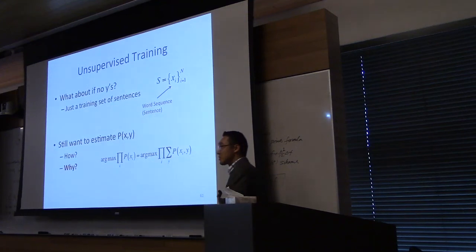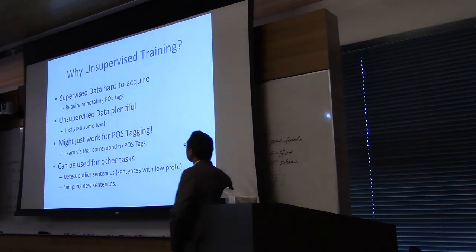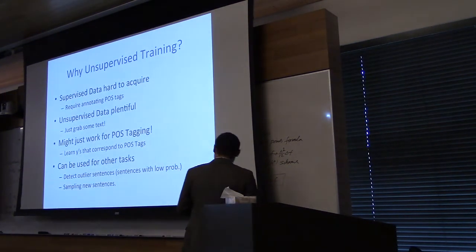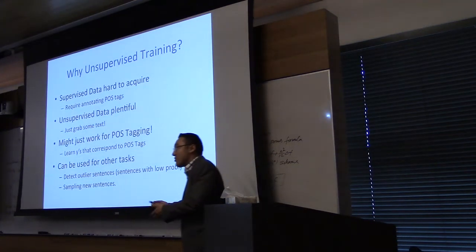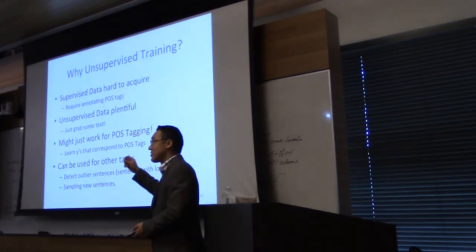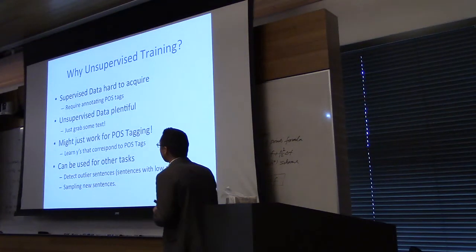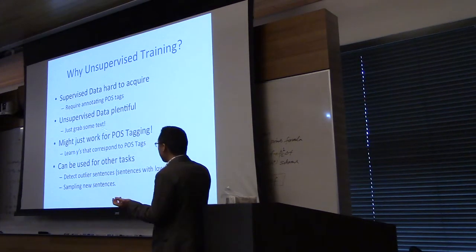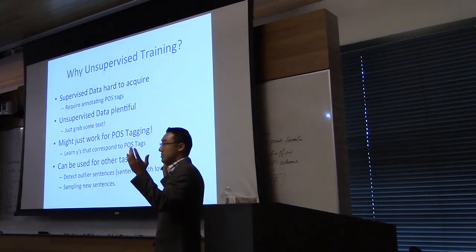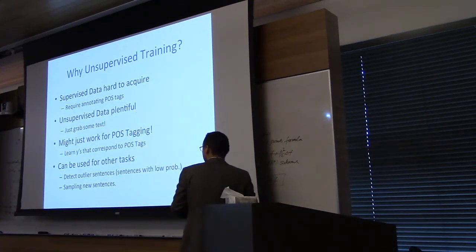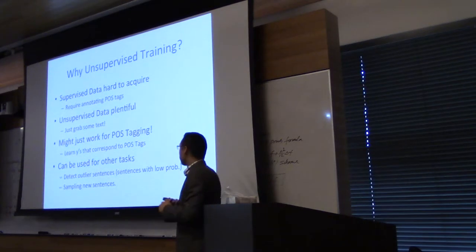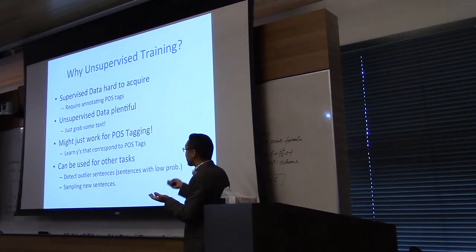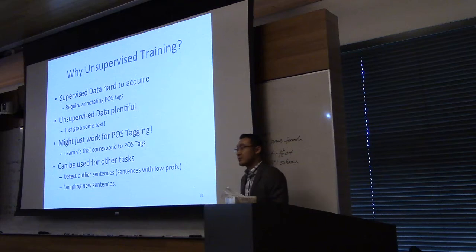Why might we want to do this? Well, supervised data is often hard to acquire, right? We actually have to ask someone to manually annotate the part of speech tags of these sentences. That's very expensive, right? Unsupervised data is plentiful, just download some text, right? So maybe if we train this in an unsupervised way, we can learn the Y's that correspond to part of speech tags.